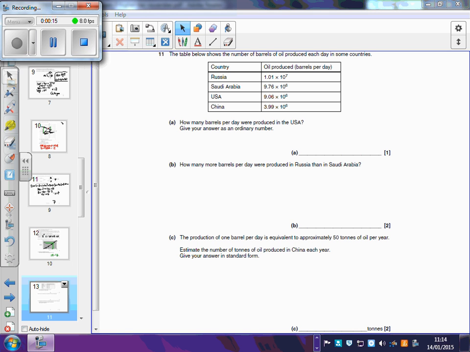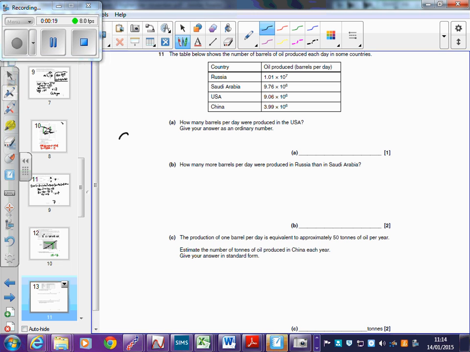So originally it is 9.06 times 10 to the 6. What that means is that number 6 above the 10 means that the decimal point has got to move 6 places. So if you write out 906, the decimal point is originally here, it's going to move 6 places. This is a big number, so it's going this way. 1, 2, 3, 4, 5, 6.